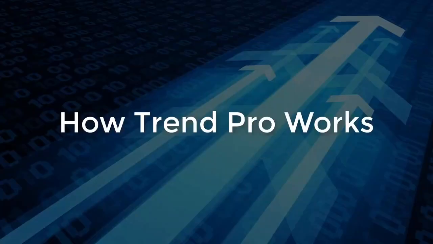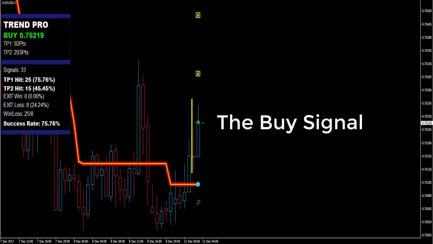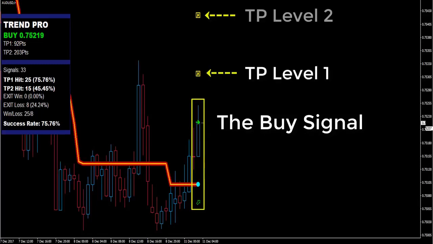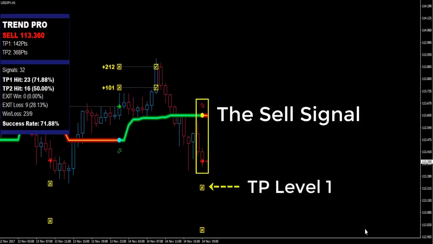How Trend Pro works. The signals. The buy signal, TP level 1, TP level 2. The sell signal, TP level 1, TP level 2.